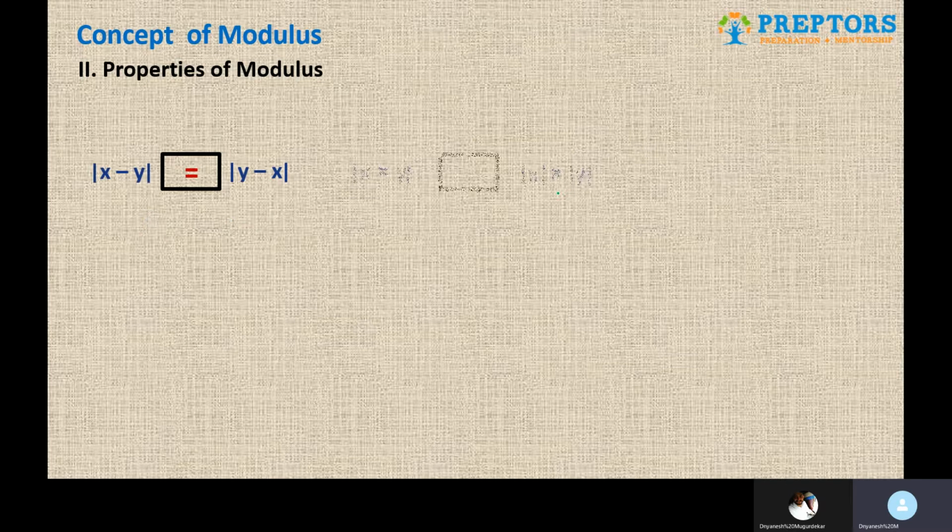The second one: mod of x into y is equal to mod x into mod y. Again, if you take numbers, you would realize it is equal. Positive numbers will not make any change, but for different criteria, we have taken negative ones. On the left side, you have 5 into minus 3, which is minus 15. Mod of minus 15 is positive 15. And on the right side, you have mod 5, which is 5, and mod minus 3 is 3. 5 into 3, 15. Both are equal.